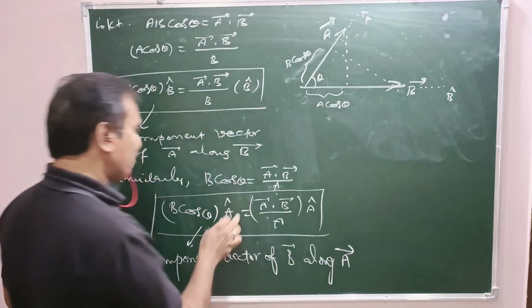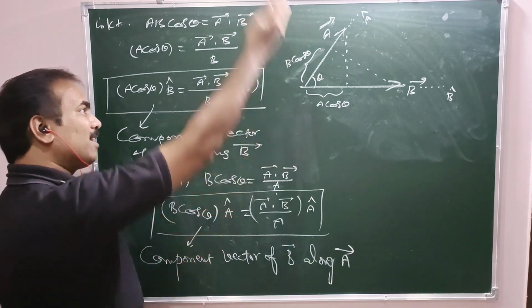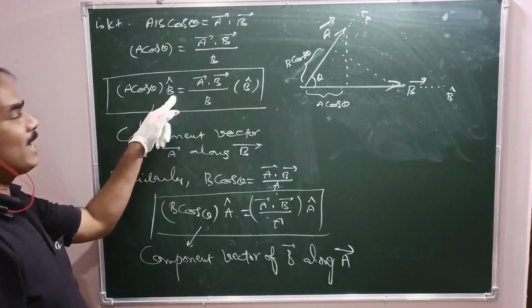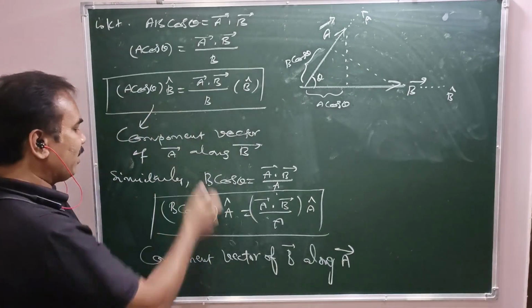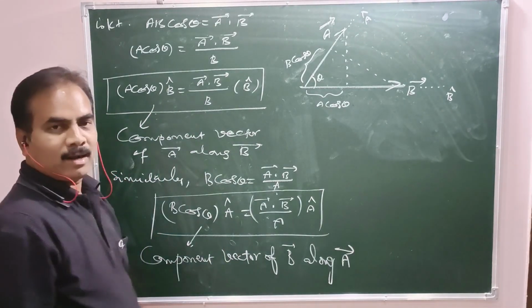Why is it along A bar? Because here the unit vector is along A bar, that is A cap. Here B cap, that is along B bar. Here along A bar. Right.